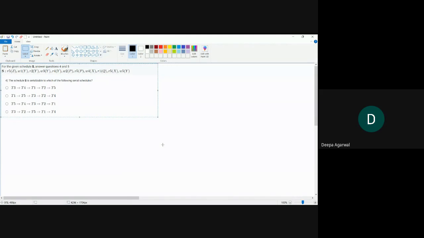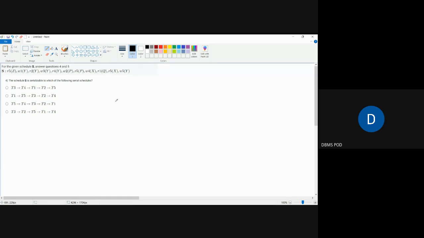Sir, my doubt is that if in the schedule they are asking for the serializable serial schedule, then how do we know whether we are talking about conflict or view, or which one we have to check first? If it is serial, first you have to check whether it is completely serializable.